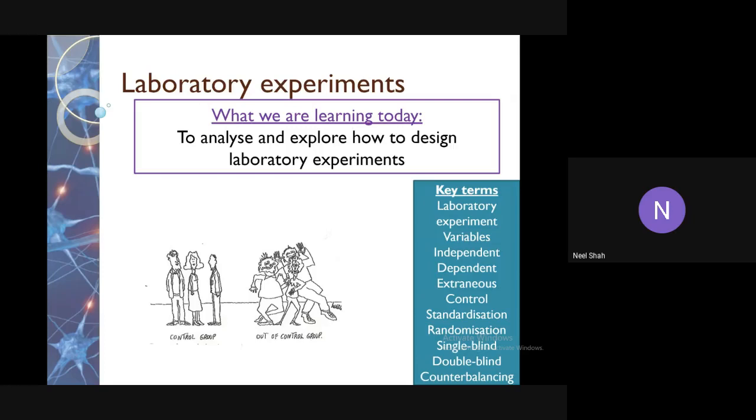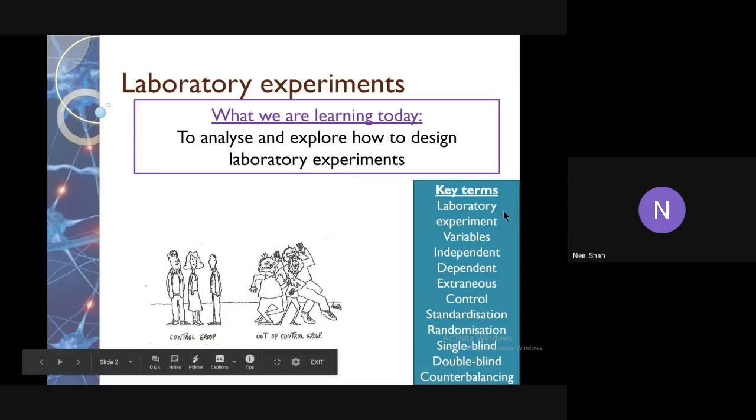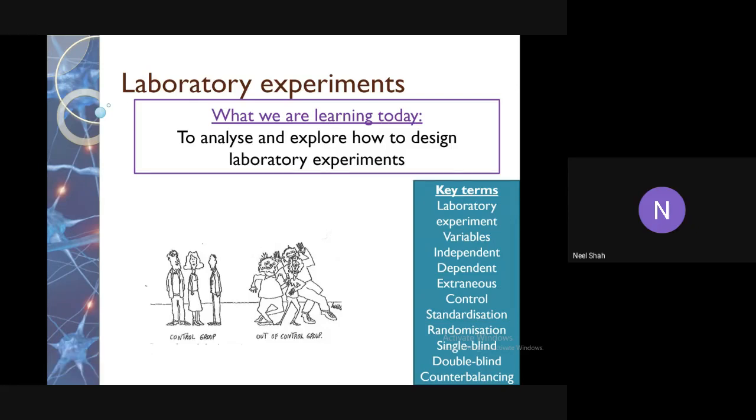So today we're going to look at lab experiments. We're going to see how we design actual lab experiments. Some key terms for you to look at here today. Again, lab experiment variables. So what is a variable? There are different types of variables. There are independent or dependent variables, and there are also extraneous variables. You have a control in psychology, so you need to know what a control is, what a control group is, or a control is. Experiments are standardized.